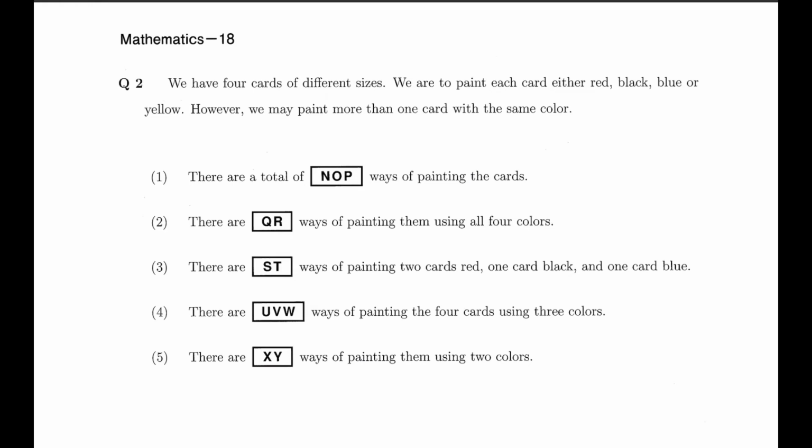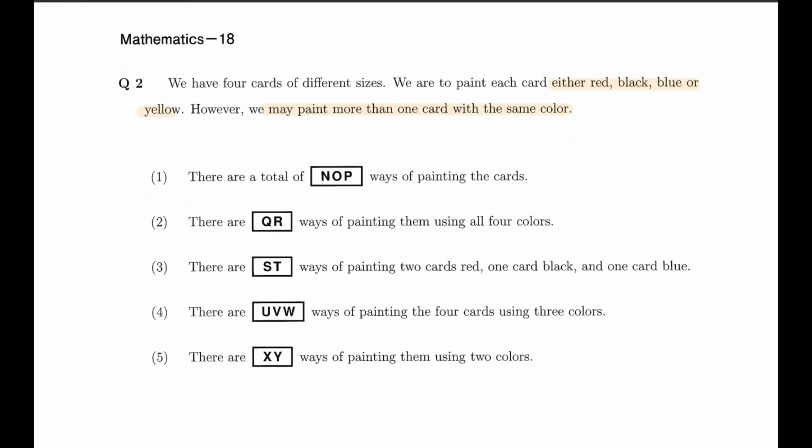We are to paint each card either red, black, blue, or yellow. Kemudian kita akan kasih warna kartunya. Warnanya itu boleh merah, hitam, biru, atau yellow. However, we may paint more than 1 card with the same color. Jadi kita boleh nih kasih warna yang sama untuk lebih dari 1 kartu. Jadi let's say kalau Koko maunya merah semua juga boleh. Koko mau 1 merah, 1 biru, 2 lagi hitam, itu juga boleh.